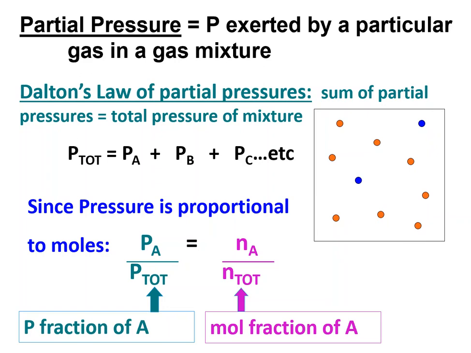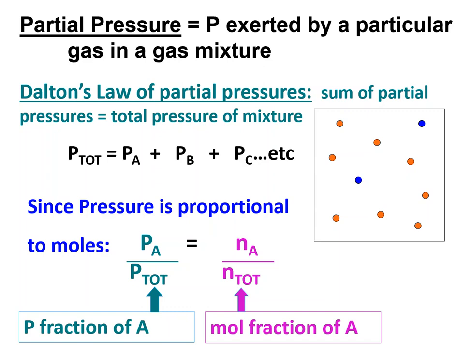How much of the pressure is due to the blue? What percent of the pressure is due to the blue gas? Well, if you count, you'll see that there are 10 particles here, and 2 of them are blue. So 20% of the gas is blue, and so 20% of the total pressure is blue. 20% of the collisions along the container wall are blue particles. And so we can break that total pressure into 20% from blue and 80% from orange.